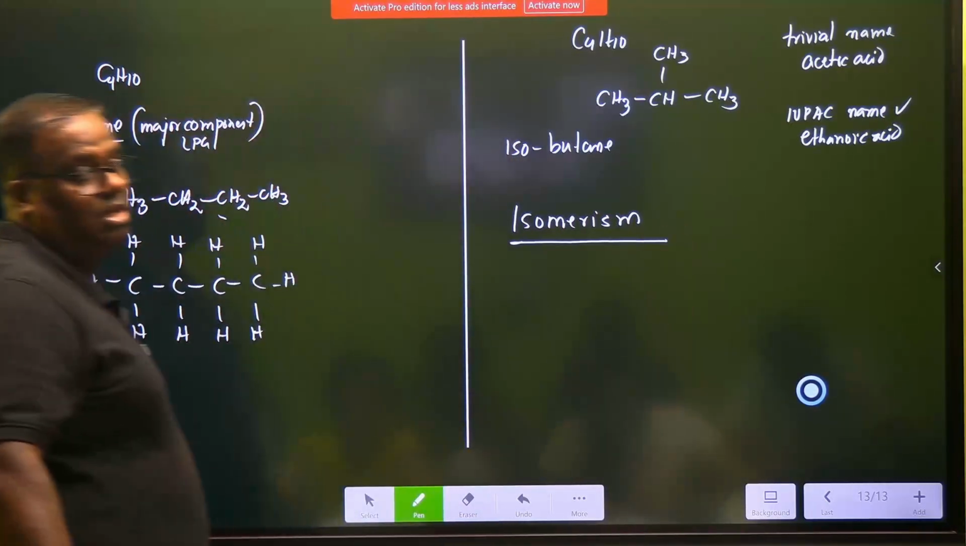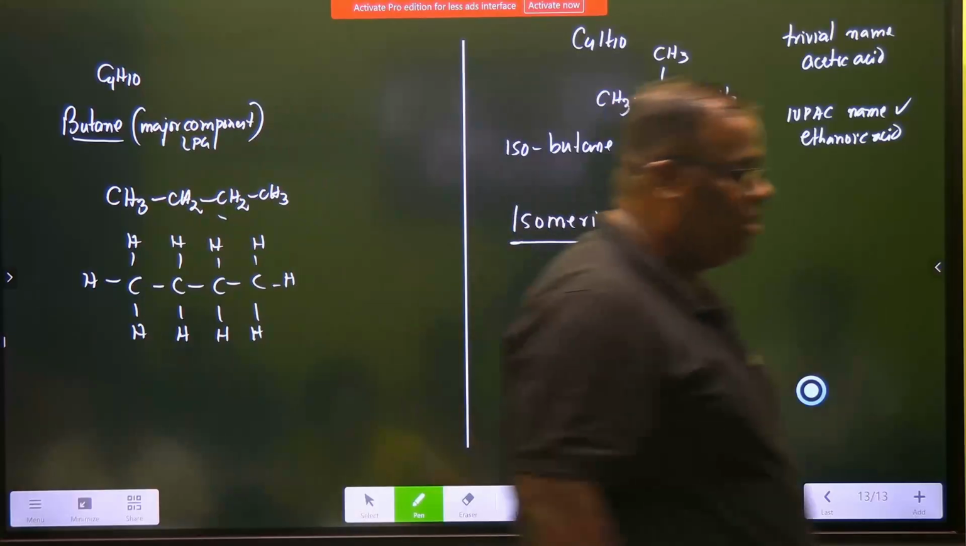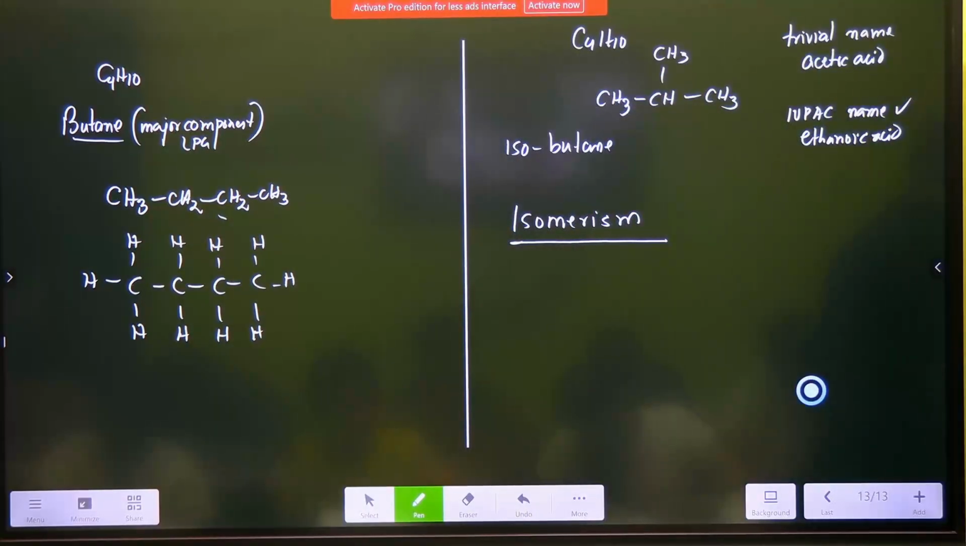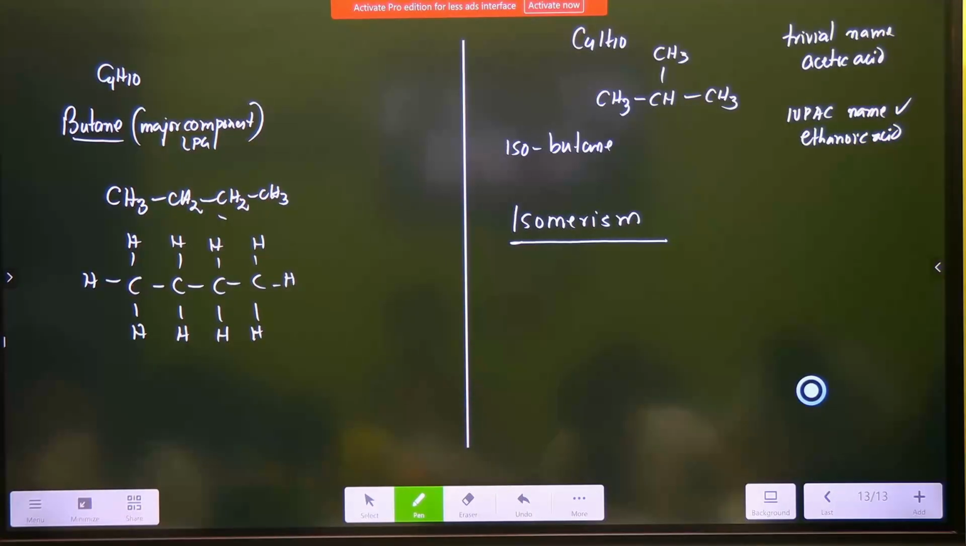Isomerism. You can write down. Isomerism is the phenomenon due to which organic compounds may have the same molecular formula but different structural formula.